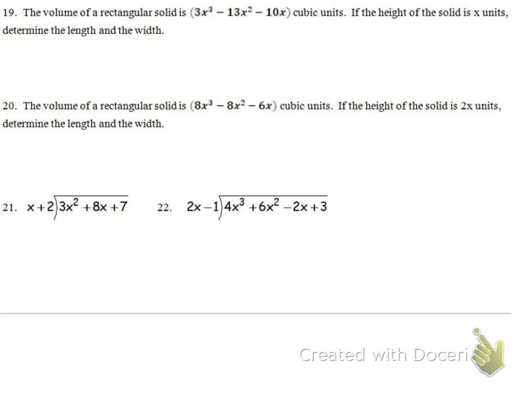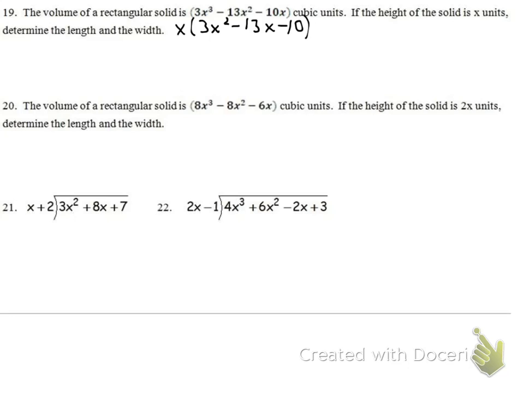Number 19, we're given the volume, and the height of the solid is x units. We need to find the length and the width. So what we can do here is factor out an x, and this is going to make this problem a little bit nicer. If I factor out an x, I get 3x squared minus 13x minus 10.